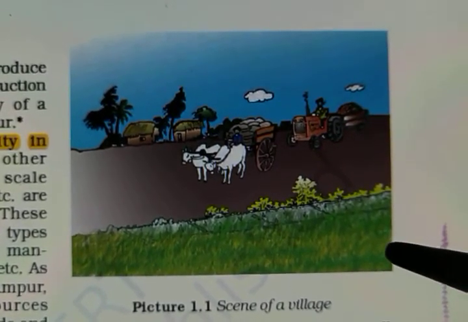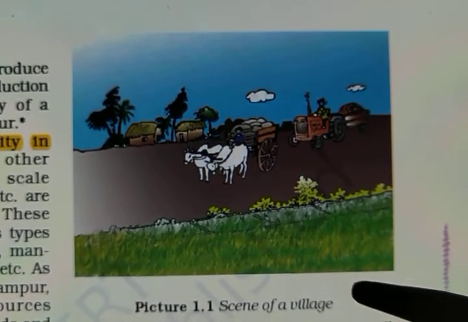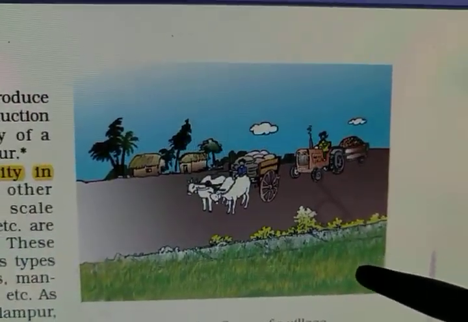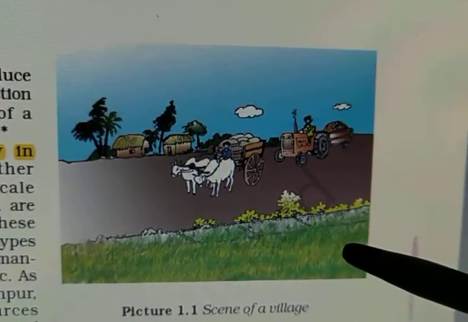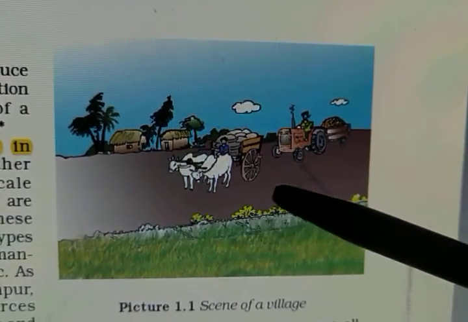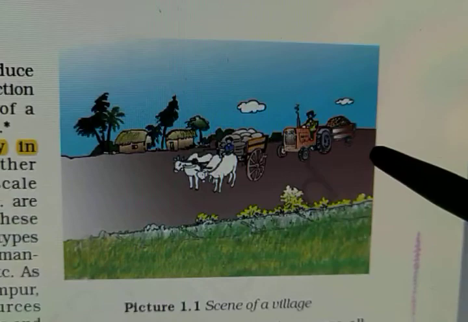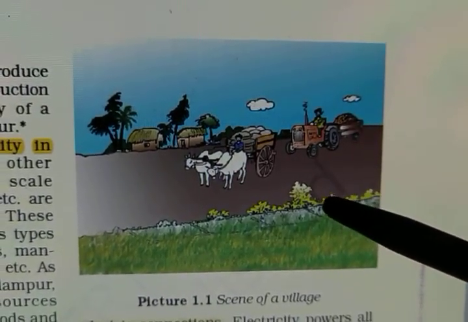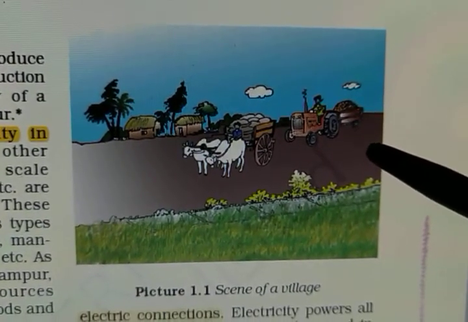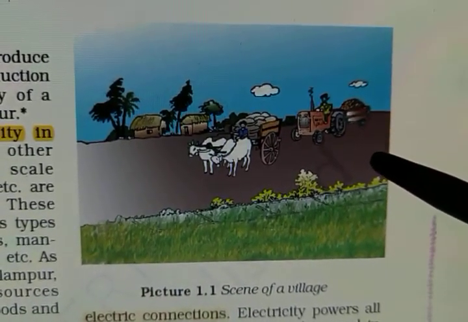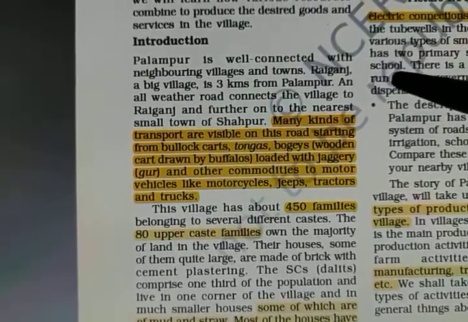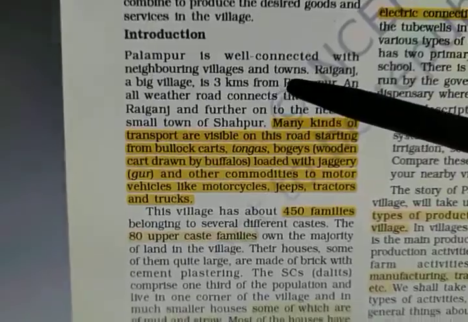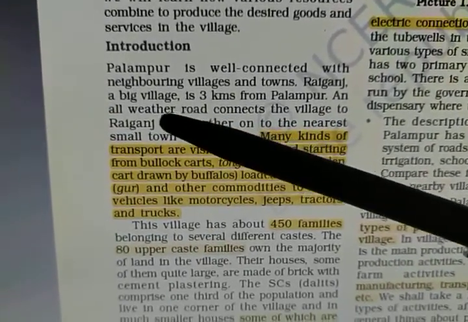This is the scene of village Palampur, which is connected with other villages and small towns. Here the facilities are available for transportation. It means there are other activities than farming. So now we have to study it in detail. It is about the introduction of Palampur. What is available in Palampur?